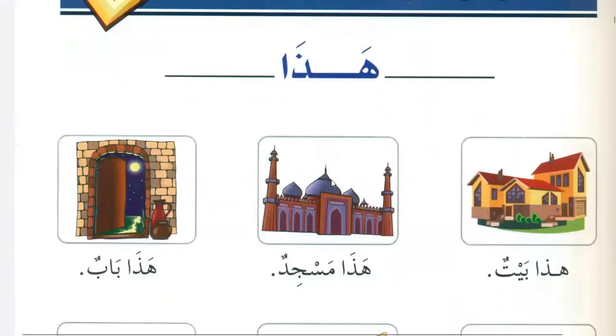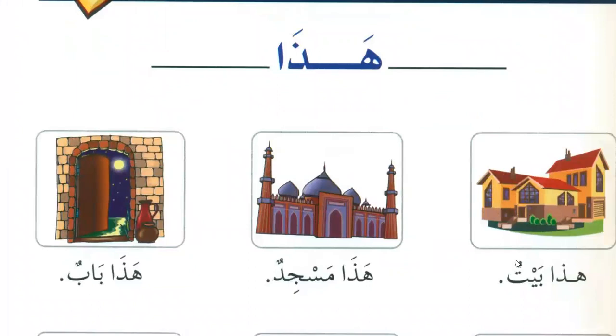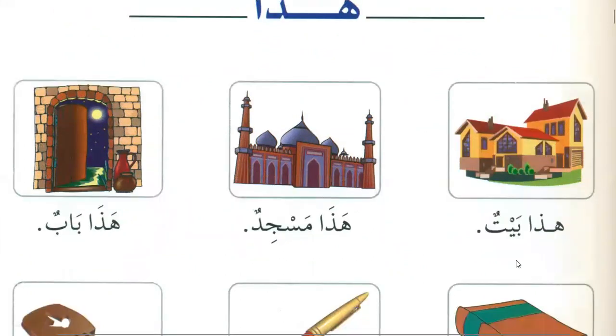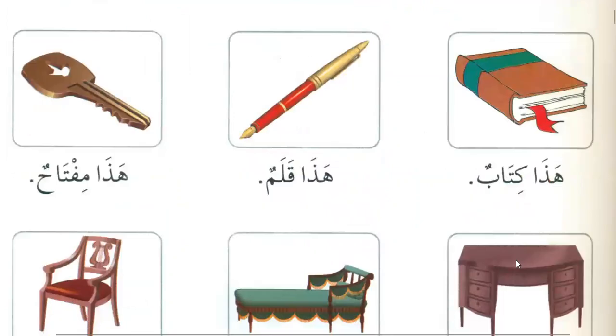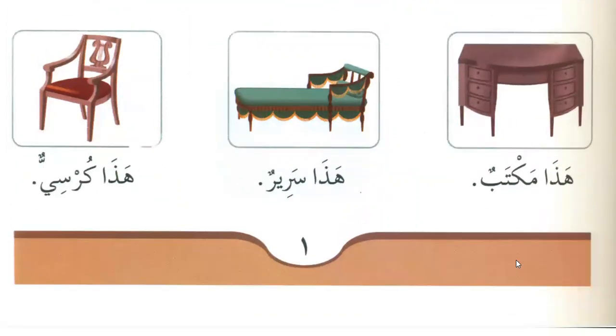Now, basically, we have sentences for practice, like haza baytun, this is a house. As you know in the Quran, we don't read the last vowel of the sentence. But at the moment, we are learning the grammar also, so it will be better if you read the last vowel also. Okay. So start reading these sentences. Hadha baytun, hadha masjidun, hadha babun, hadha kitabun, hadha qalamun, hadha miftahun, hadha maktabun, hadha sarirun, hadha kursiyun.